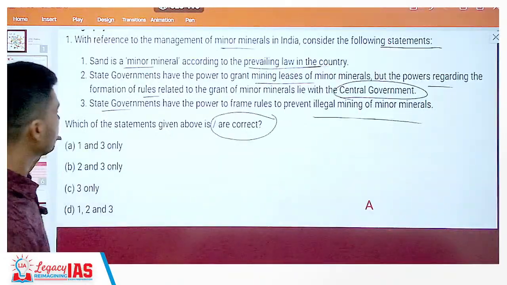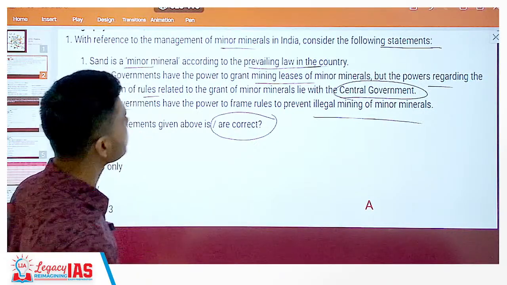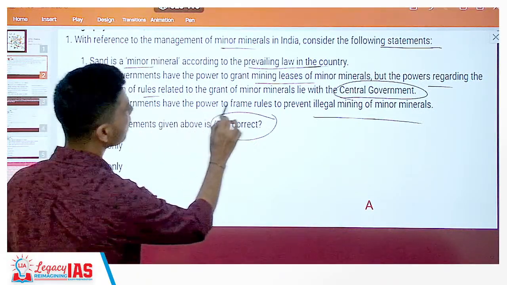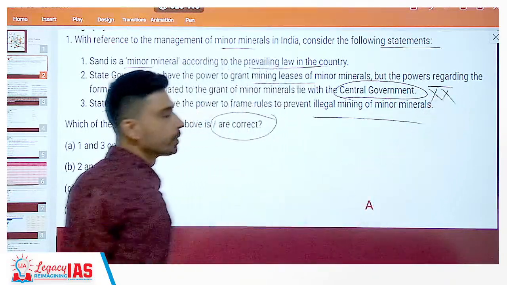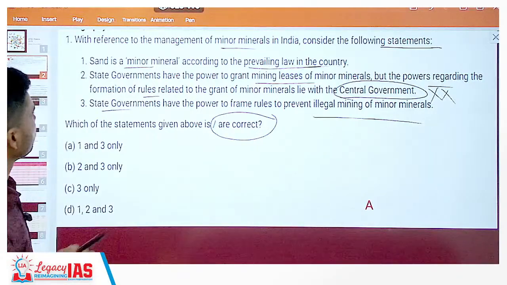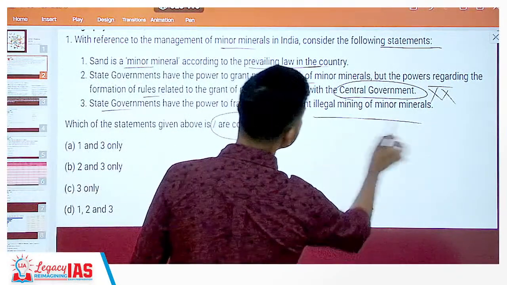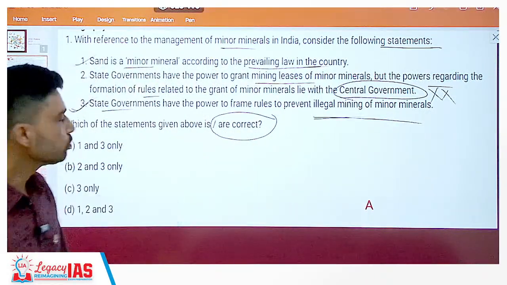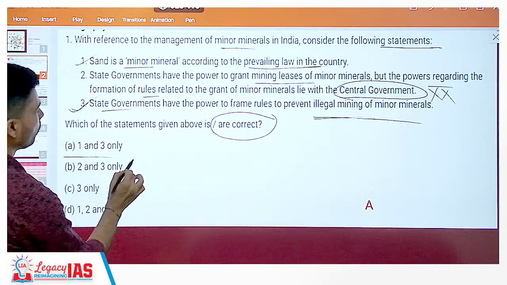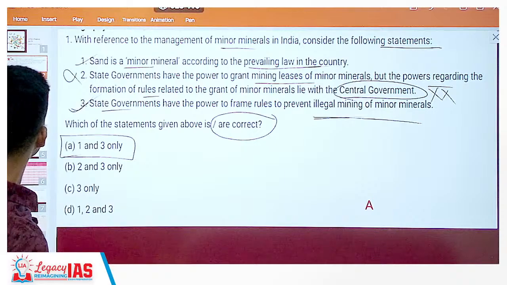So, that is what the second statement is saying here, that the state government has the power to grant mining leases, but the power regarding formation of rules related to the grant of minor minerals lies with the central government. That means this statement is incorrect. The power lies with the state government as well. And third, the state government has the power to frame rules to prevent illegal mining of minor minerals. That obviously is the correct statement. So, that is why the correct option here is A, 1 and 3 only. The second statement is incorrect.